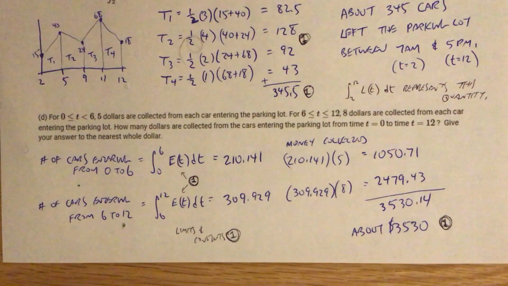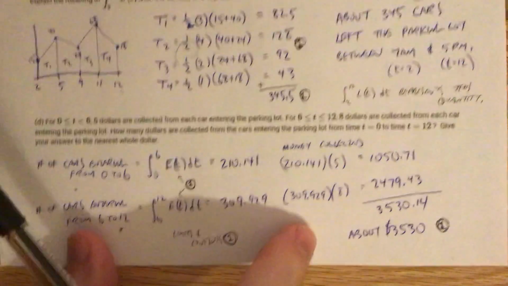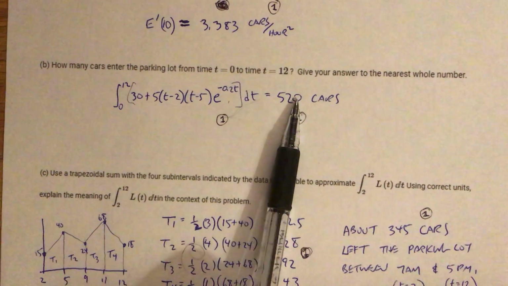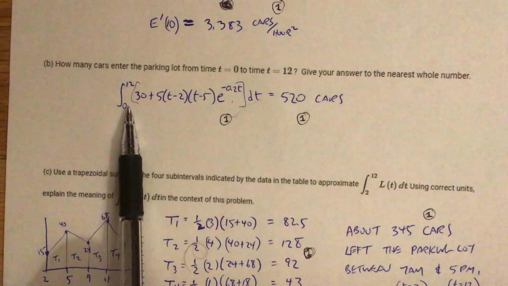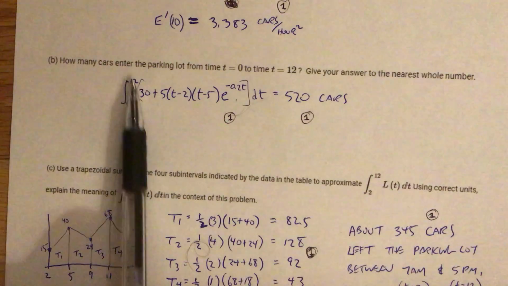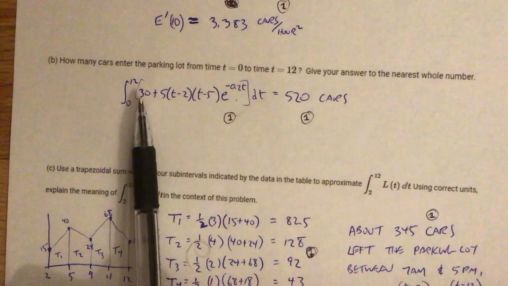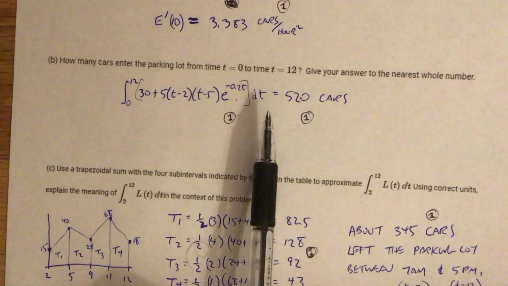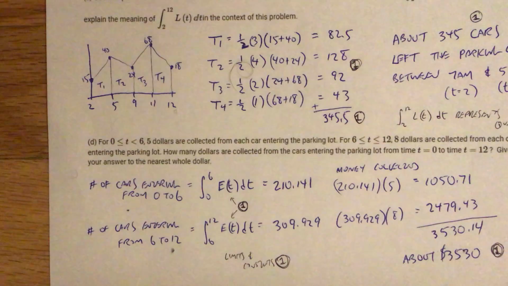So what they want you to know about integrals number 1 is we already integrated the whole thing, right? We know 520 cars entered. The problem is we don't know how many cars entered from 0 to 6 and then from 6 to 12. But we can break this up. We can say, well, I'll integrate from 0 to 6, get that value, and then pick up from where I left off, integrate from 6 to 12, and get the next value. So basically, I broke it up into those two pieces.